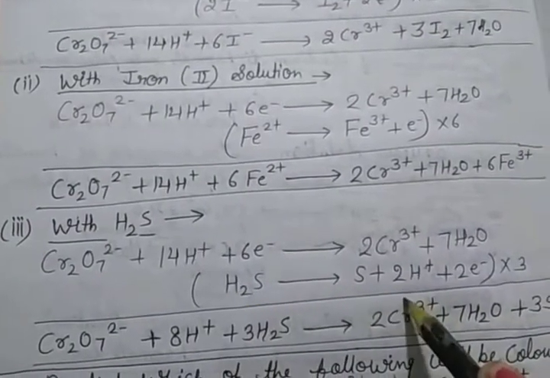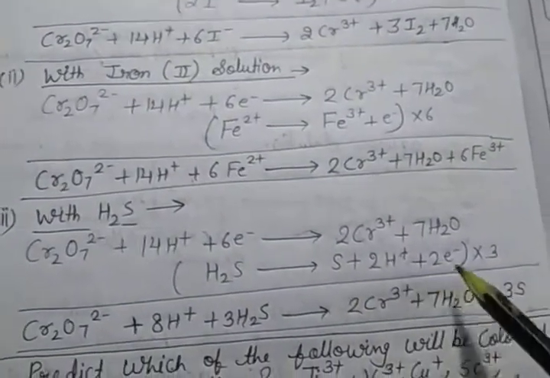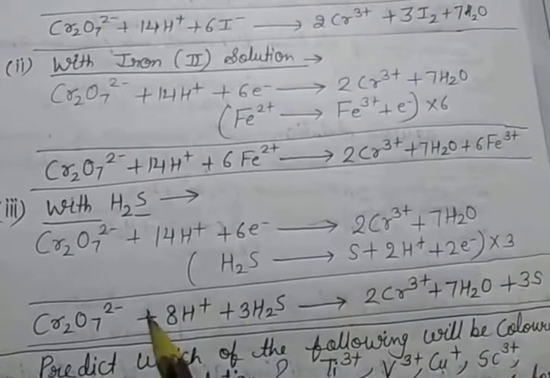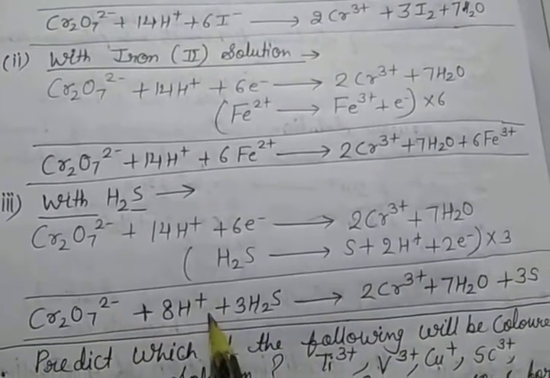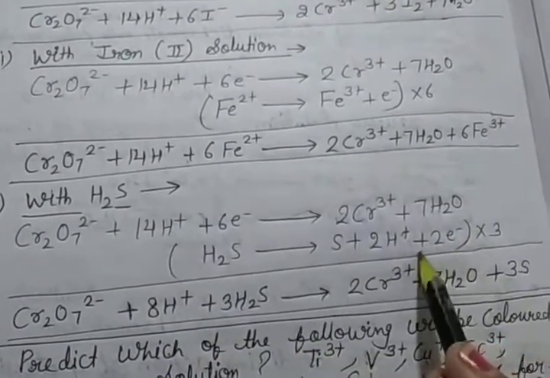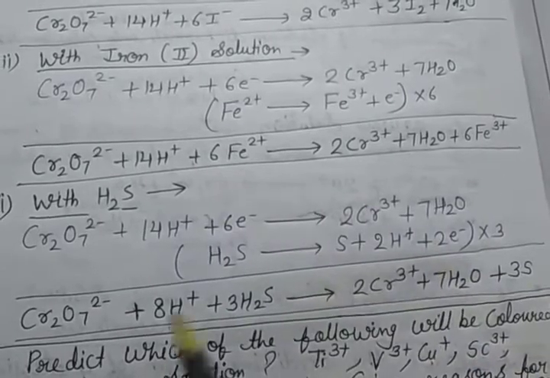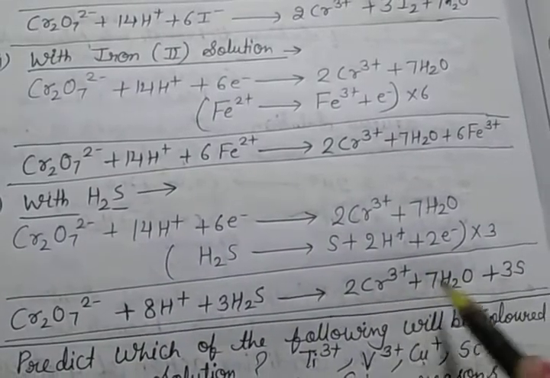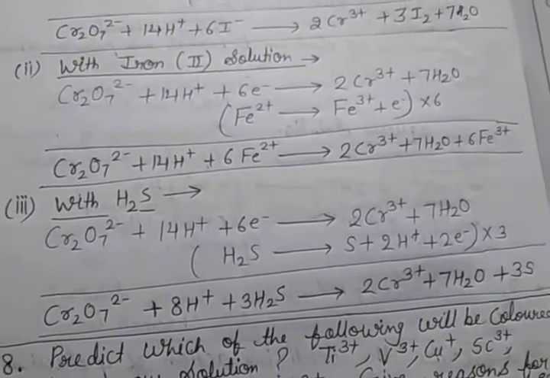Then with H2S, the first reaction is as it is. Then H2S converts into sulfur plus 2H+ plus 2 electrons. For balancing the electrons, multiply by 3. Then Cr2O7 2- plus 8H+, because the left side has 14H+ and the right side has 6H+, so 8H+, plus 3H2S. On the product side, 2Cr3+ and 7H2O plus 3S.